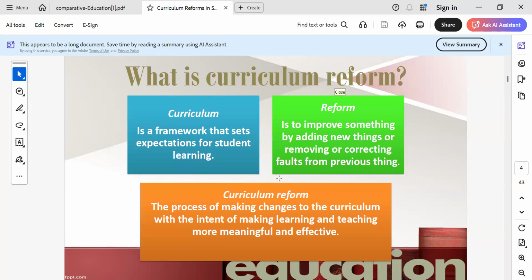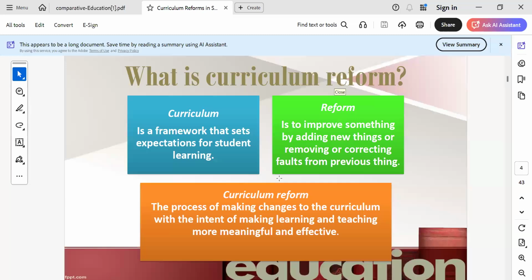So first of all, you have to know what curriculum reform is. Why should we have this, right? Curriculum, of course, is a framework that sets expectations for student learning, right? Under the curriculum, there are a lot of subjects, and they are preparing a curriculum for that, right? Under the curriculum, for each subject, they are preparing syllabuses, right? And reform is to improve something by adding new things, or removing or correcting faults from previous things. That is what we call reform.